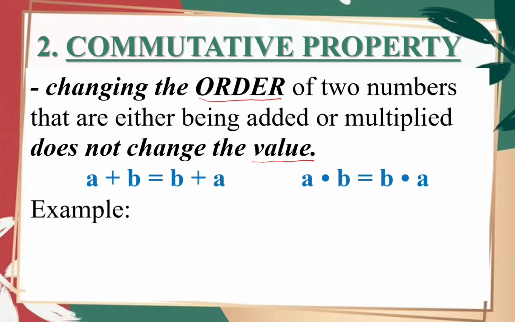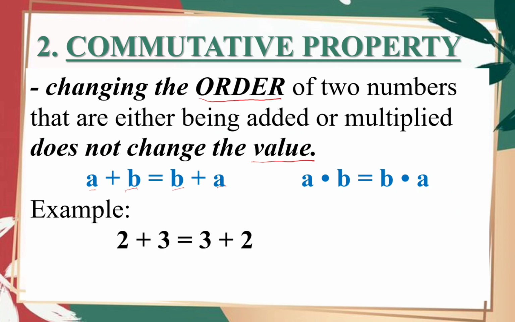So we have A plus B is just equal with B plus A. Or A times B is just equal with B times A. So in here, nakita ninyo na pinalitan lang yung order o yung pagkakasunod-sunod o yung ayos ng integer. But they are still equal with each other. Or the value or the answer of those numbers are just equal with each other.